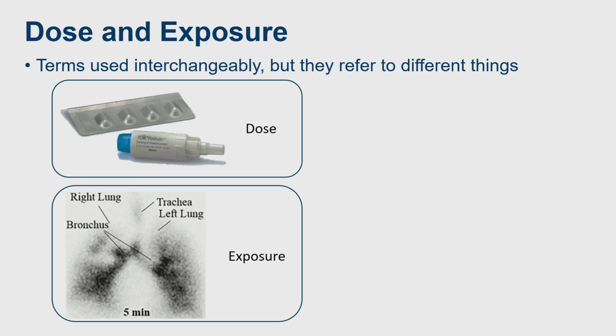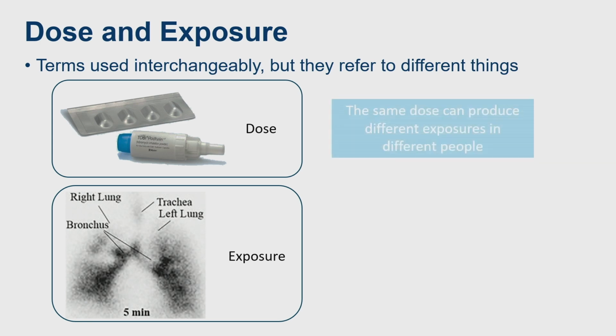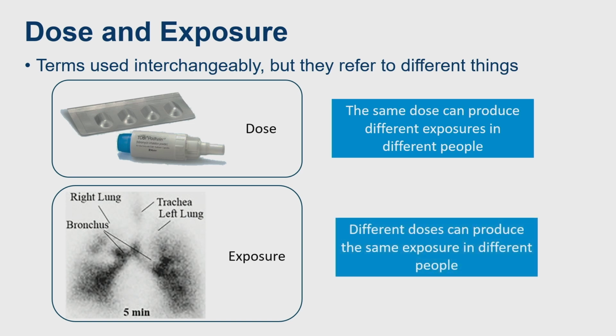How much drug is actually at your putative site of action is different than the dose that you've administered. Why is this important? Because the same dose can produce different exposures in different people. I think that's pretty straightforward. And the converse is true also, that different doses can produce the same exposure in different people. So it's complicated. But we tend to focus on dose as drug developers because that's the thing we can control, although we always look at exposure.